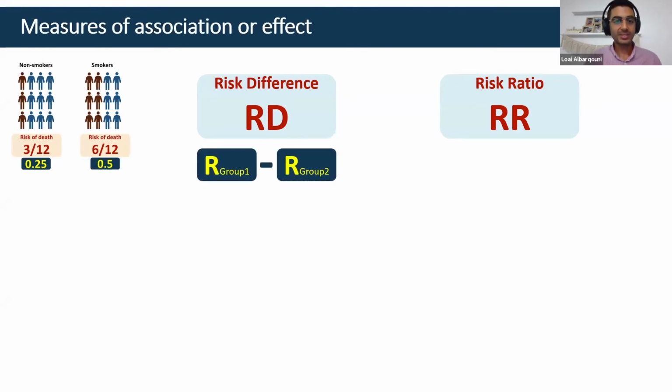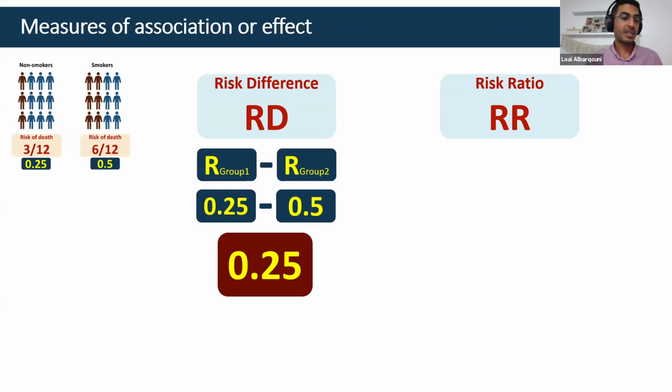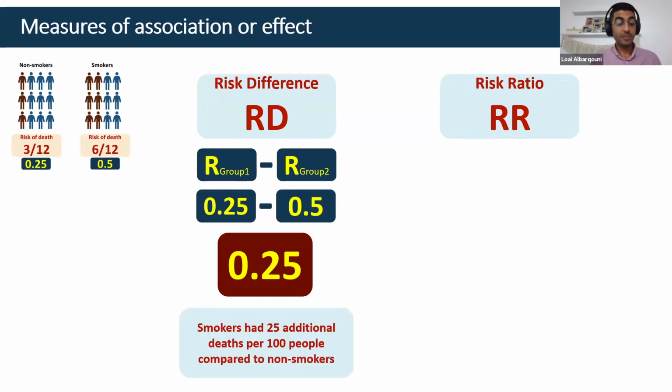So for the risk difference, you take the risk in group one minus the risk in group two. The risk of death in the smoker group minus the risk of death in the non-smoker group gives us about 25%. That means smokers had 25 additional deaths per 100 people compared to the non-smokers. Or you could flip it around: non-smokers had 25 fewer deaths per 100 people compared to the smokers. That's the risk difference.